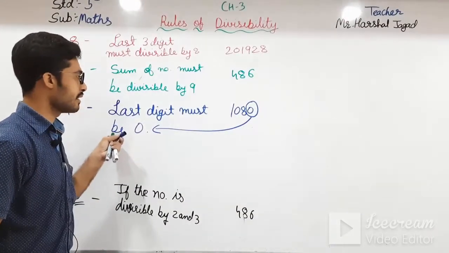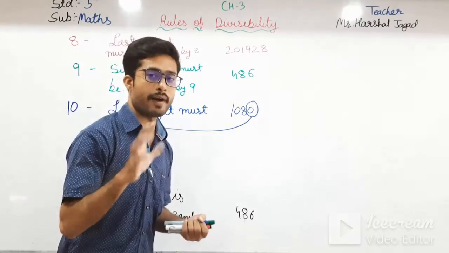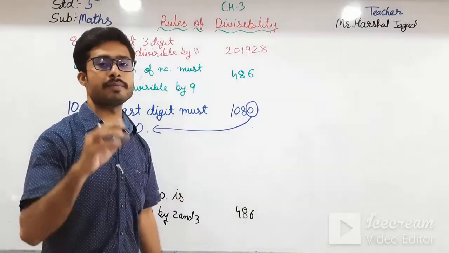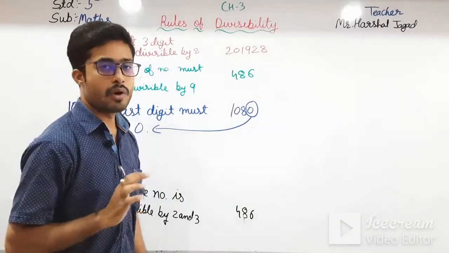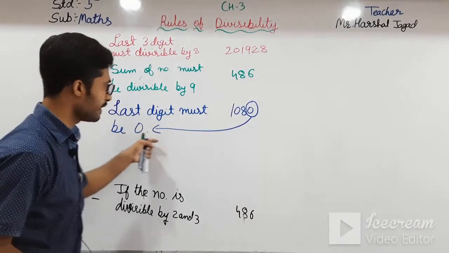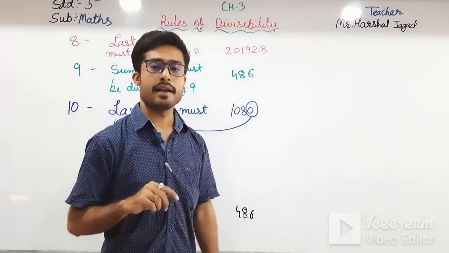It is easy, students. In 5, what do we do for the divisibility test of 5? The last digit must be 5 or 0. As in 10, the last digit must be 0. If the last digit is 0, then it is divisible by 10.